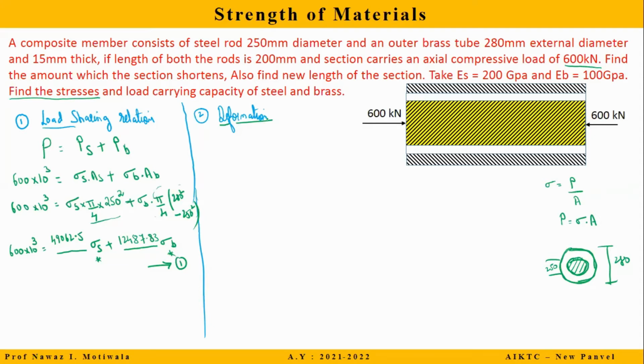Now when I compress this entire assembly, or if I apply load on this, both will be deflected by the same amount. This also we have discussed yesterday in yesterday's class. So what can I write here?